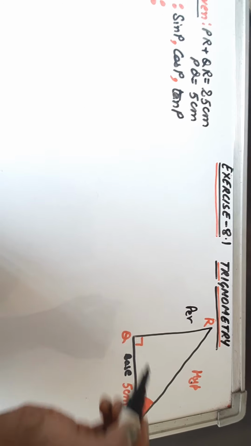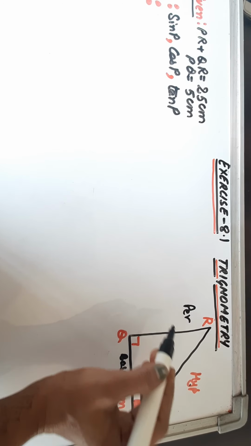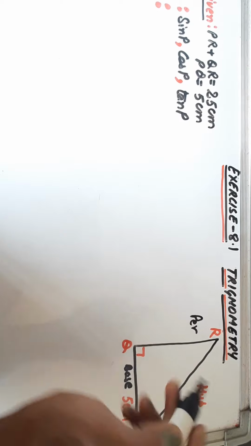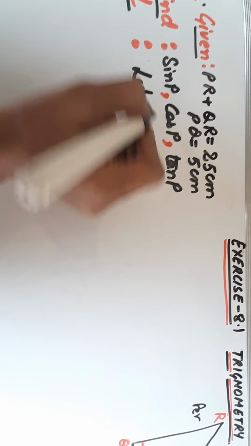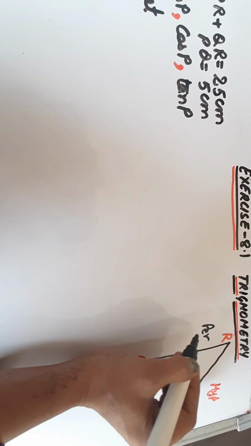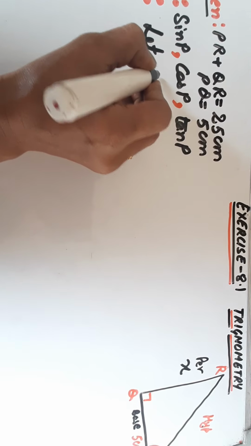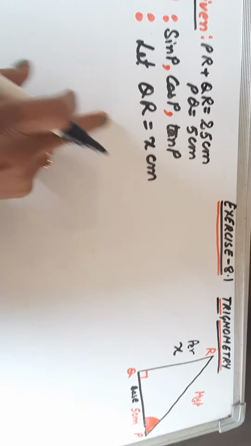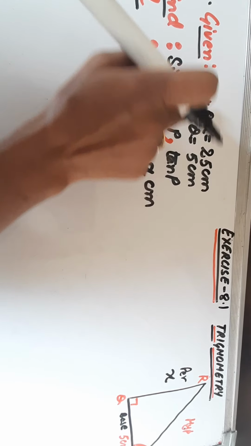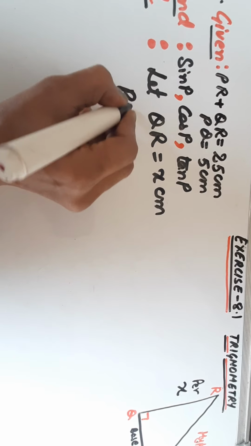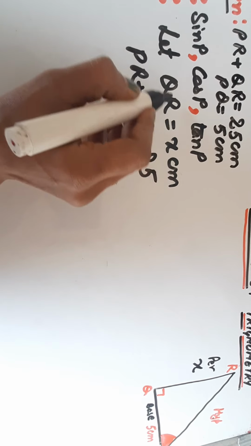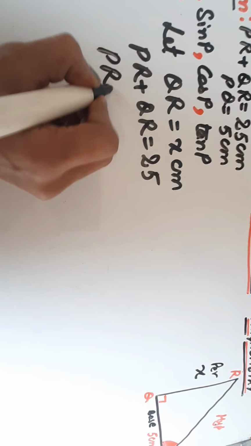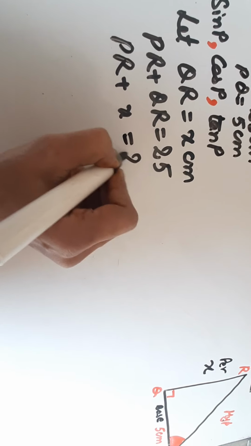So before starting the question, we have to consider either of the side as x, either perpendicular or hypotenuse. So we will assume, let us take RQ as x. Let the side QR is equal to x centimeter. Now let us put this value of QR in our given equation, that is PR plus QR is equal to 25. So QR is x. So put it in this equation. PR plus x is equal to 25.